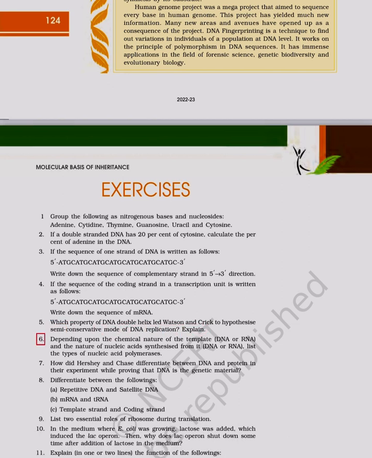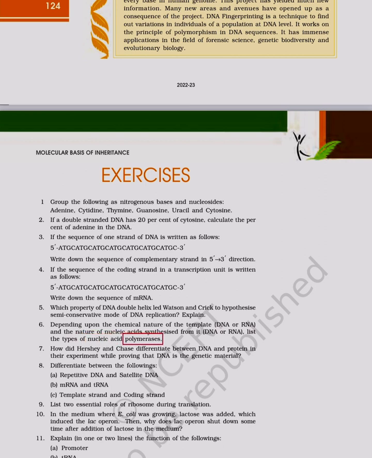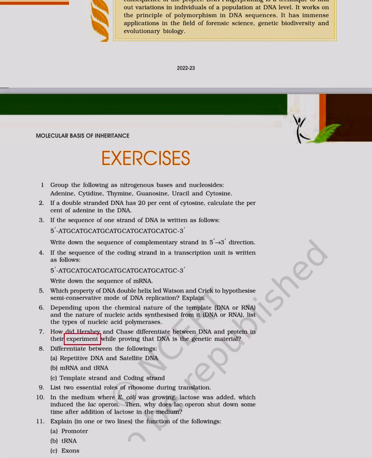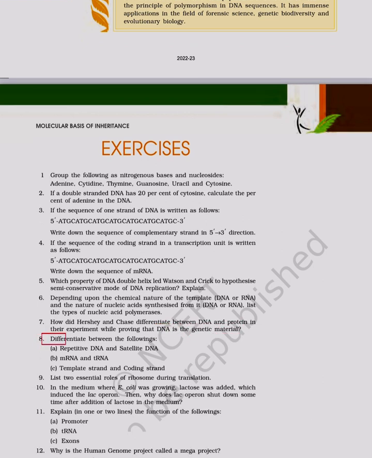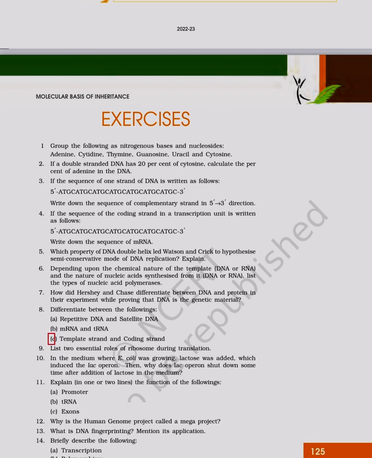Explain. 6. Depending upon the chemical nature of the template, DNA or RNA, and the nature of nucleic acids synthesized from it, DNA or RNA, list the types of nucleic acid polymerases. 7. How did Hershey and Chase differentiate between DNA and protein in their experiment while proving that DNA is the genetic material? 8. Differentiate between the following: a. repetitive DNA and satellite DNA, b. mRNA and tRNA, c. template strand and coding strand.